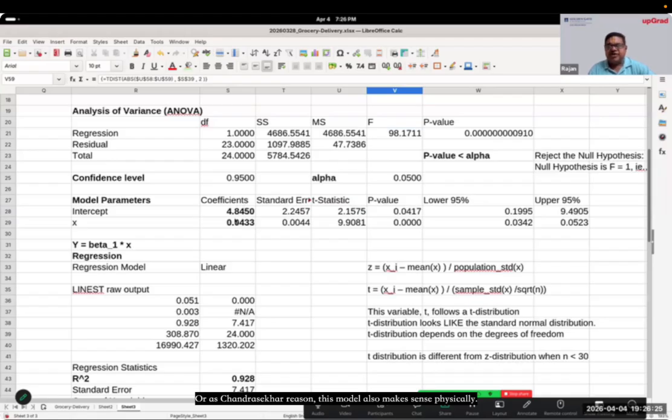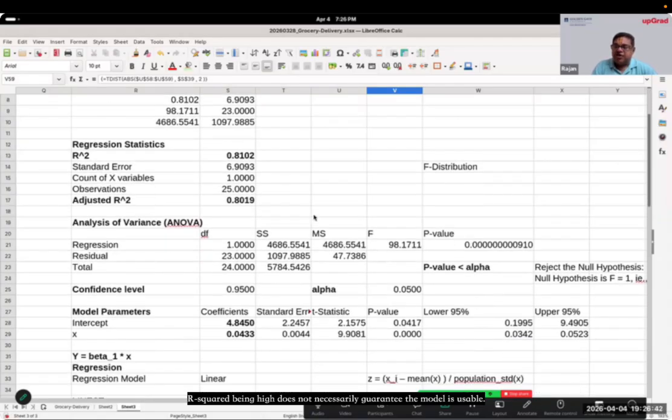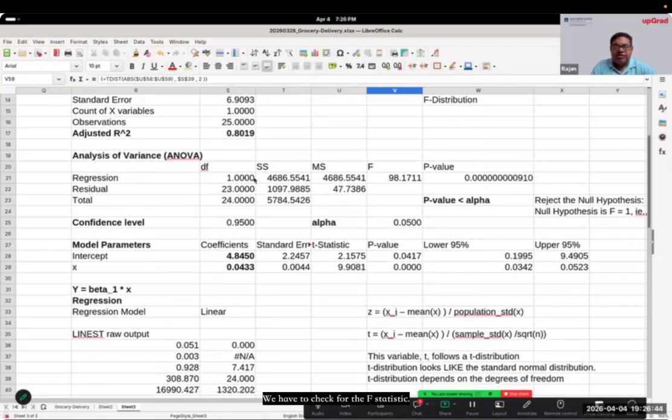If the second model is physically meaningful, you can go ahead and use it with different terms. But this is one of the reasons that things will change. We got R squared, and that's good, but R squared being high does not necessarily guarantee the model is usable. We have to check for the F statistic.